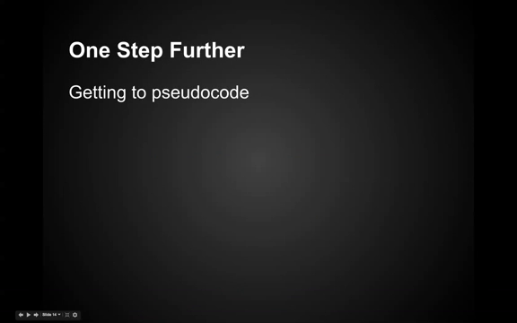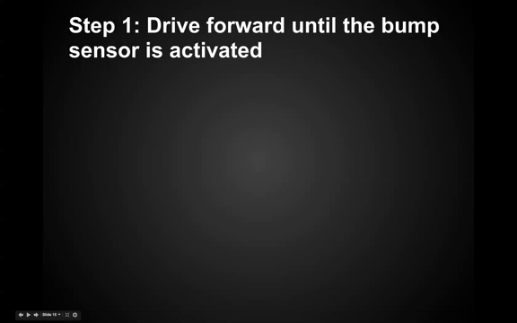So how do we go one step further and get a little pseudocode? We really want to be discussing in our pseudocode what these things break down into, so that we're including as many details that relate to programming and to our bot. So here we're going to break down even further step 1 that we came up with. And what we said for step 1 was drive forward until the bump sensor is activated. I've reworded it a little, but that was the general premise.